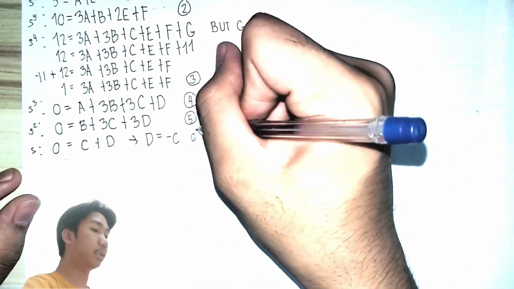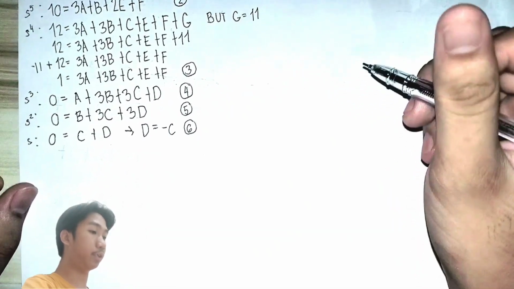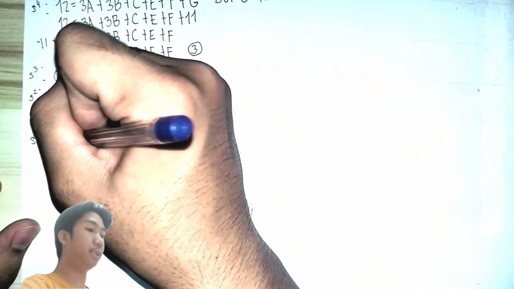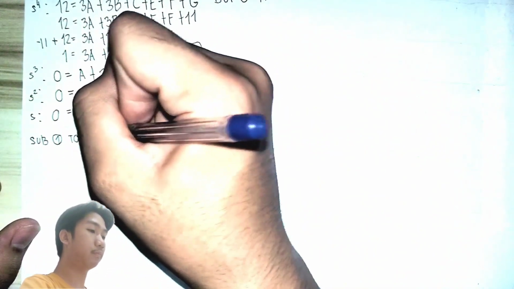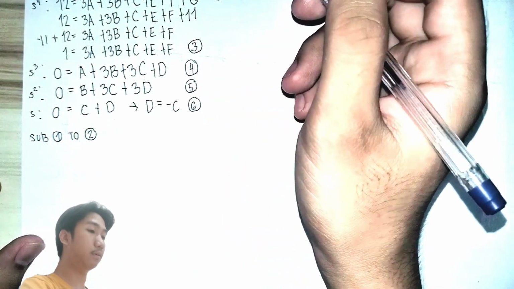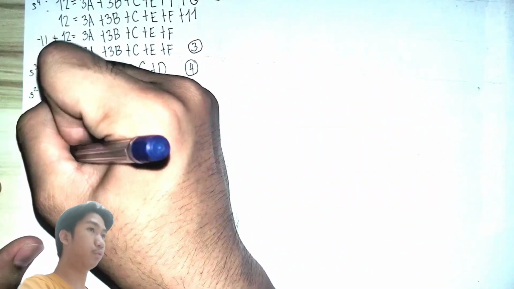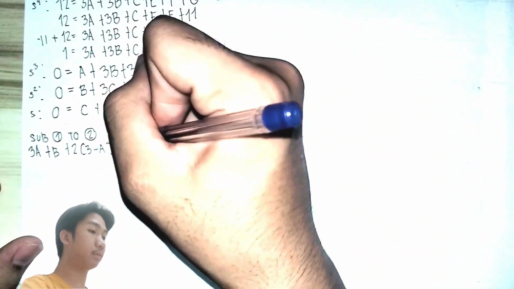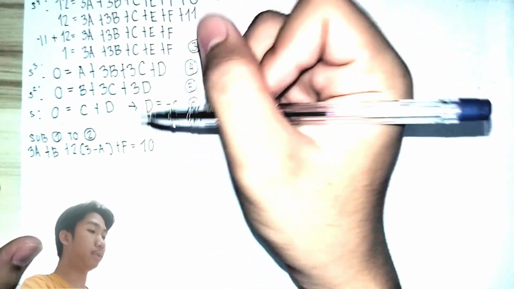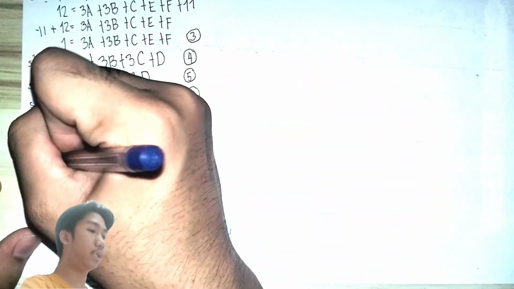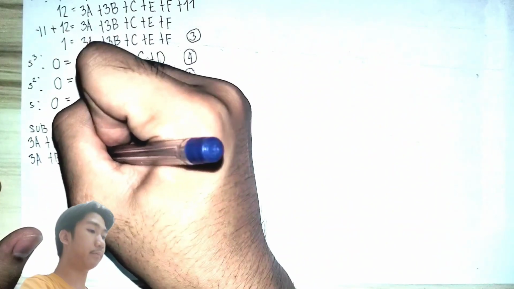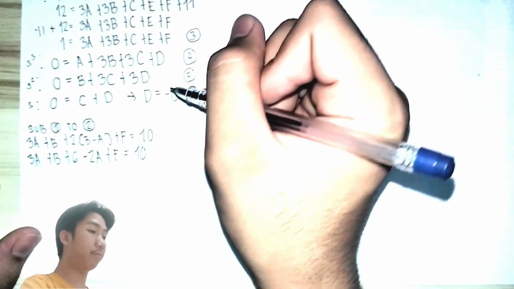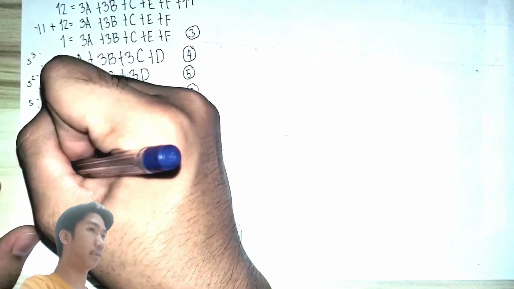Now we substitute equation 1 to equation 2. That would be 3a plus b plus 2 multiplied to 3 minus a plus f is equal to 10. The equation now is 3a plus b plus 6 minus 2a plus f is equal to 10. The equation now is a plus b plus f is equal to 4, and that would be our equation 7.